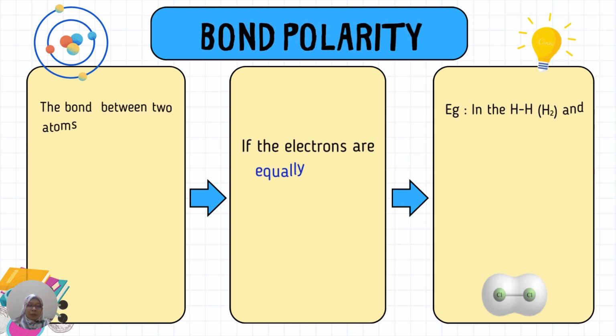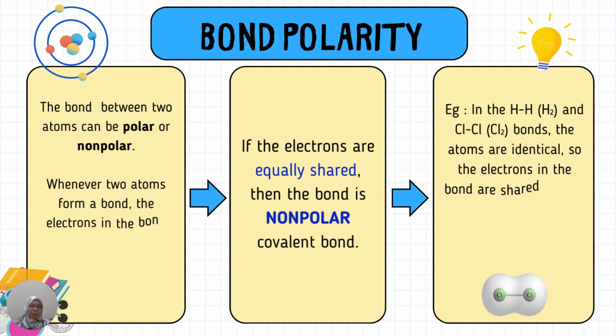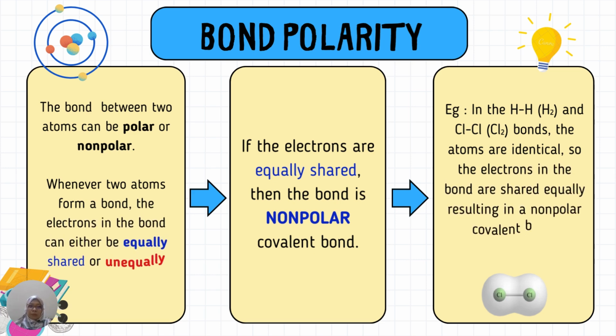As I mentioned before, the bond formed between two atoms can either be polar or non-polar. Whenever two atoms form a bond, the electrons in the bond can either be equally shared or unequally shared. If the electrons are equally shared, then the bond is considered a non-polar covalent bond. A very good example would be hydrogen gas and also chlorine gas. Since the atoms are identical, the electrons in the bond are shared equally, resulting in a non-polar covalent bond. Other examples include bromine gas and also iodine gas.